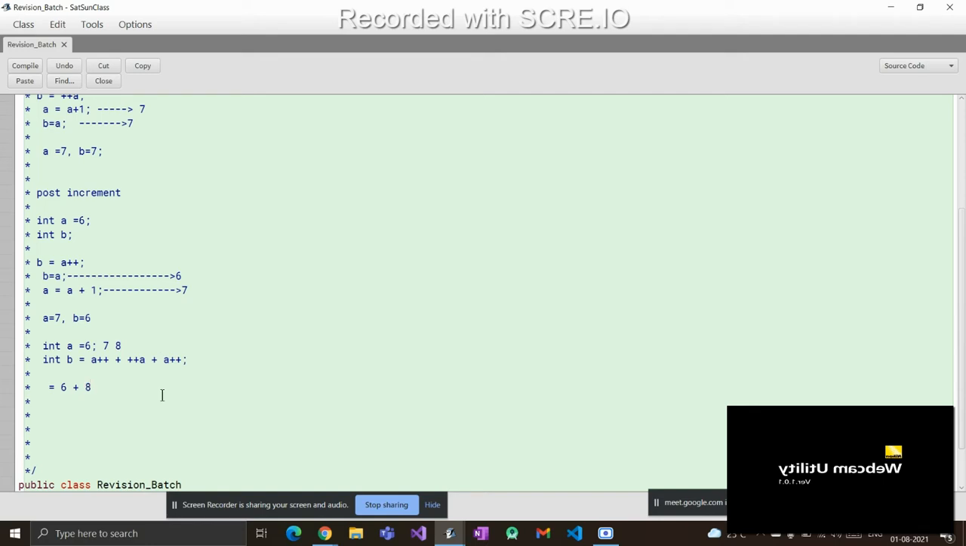Then again it says A plus plus. A plus plus means whatever value A has right now, use that and then increment it. What is the value of A right now? It is 8, so it will use 8 and then increment it. When it gets incremented, it will become 9. Fine, but that last incremented value is of no use to us because it is not used again. Then you just add all of them. So it's 16 plus 6, that is 22. You should get the answer as 22.